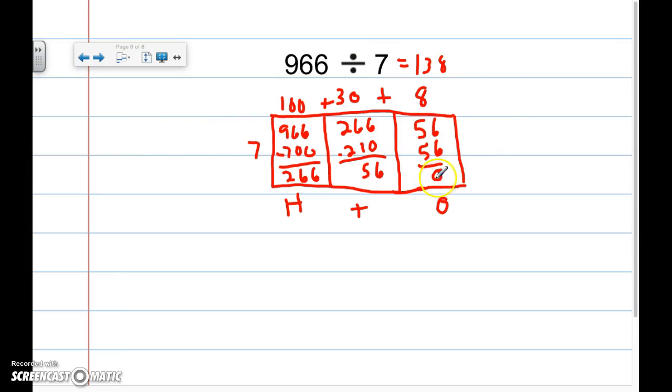Let's say that I had something left over right here. Let's say I had a 2 left over. That would be what we would call a remainder. So I would have a remainder of 2. So if there's something left in this box and you can't divide anymore, that's going to be called your remainder.